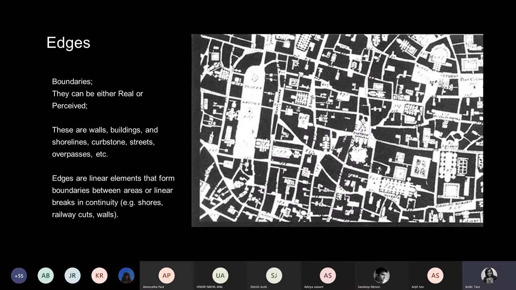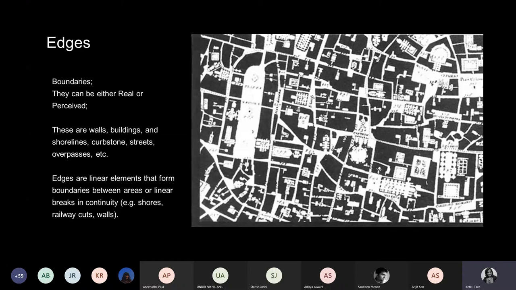So edges and pathways really are two elements which go very much together, and you cannot truly see them in isolation. But edges are defining boundaries, and these boundaries in most cases, it's very interesting, could be real or perceived also. So if you saw the case of Shahjahanabad, the wall was a very definite boundary, right?